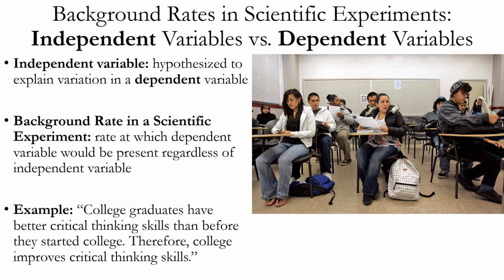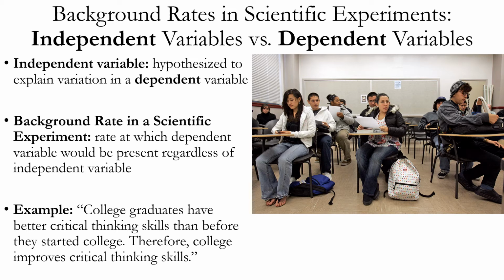Let's look at a particular example. Suppose you're trying to assess this claim: college graduates have better critical thinking skills than before they started college. Therefore, college improves critical thinking skills. This is actually a type of argument, a causal argument that we'll discuss in a later chapter. But it starts with the claim that college graduates have better critical thinking skills than before they started college.